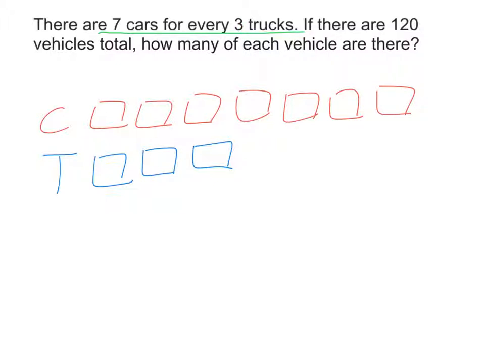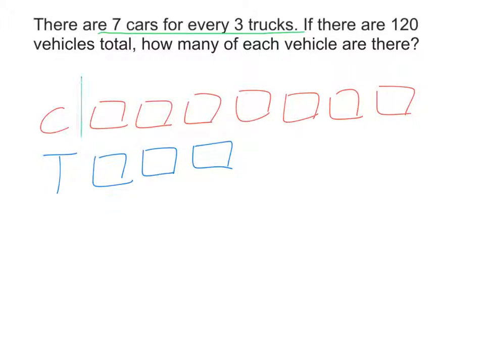This tape diagram shows that for 7 cars we would always have 3 trucks. So for 7 of these we have 3 of these. These show us how many cars we might have, and down here this shows us how many trucks we might have. But this is telling us there's 120 vehicles total. So what would represent the total? Would it just be the cars? Well, no, because it doesn't include the trucks, and it wouldn't just be the trucks because it doesn't include the cars. It's actually all the boxes.